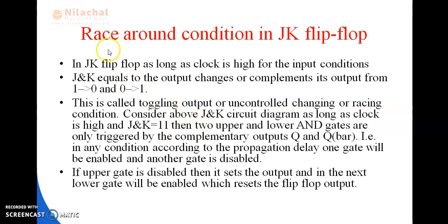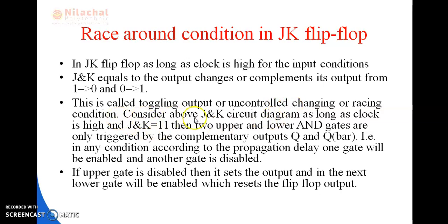Then what is race around condition in a JK flip-flop? In a JK flip-flop, as long as the clock is high and for the input conditions J and K equal to 1, the output changes or complements from 1 to 0 and 0 to 1. So this is called toggling output, or uncontrolled changing, or racing condition.